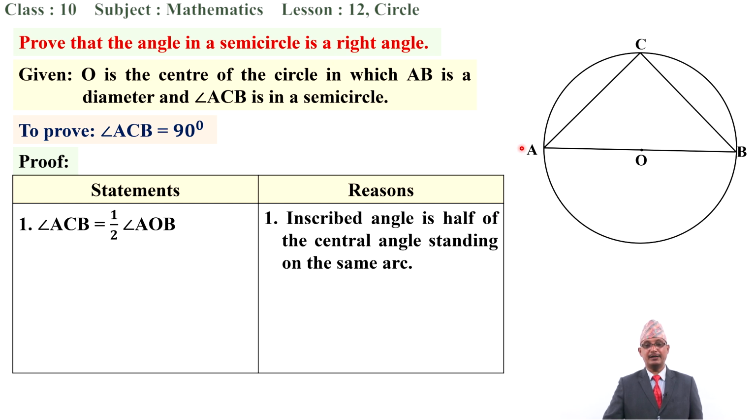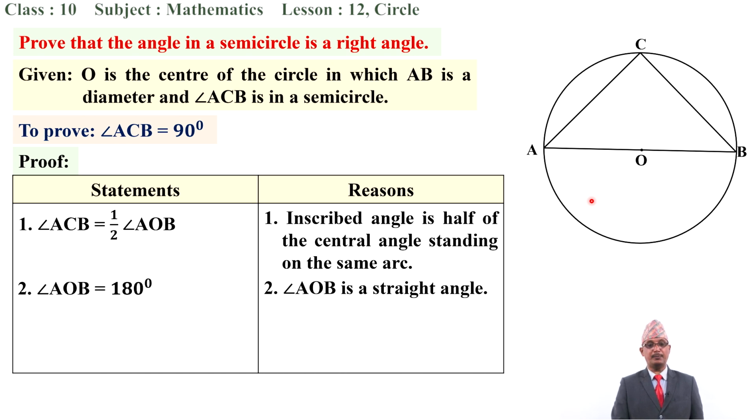Yes, good try. AOB is an angle. But can you tell me AOB is what type of angle? Yes, since AOB is a straight line, we can call it a straight angle. And what is the value of a straight angle? The value of a straight angle is 180 degree. So angle AOB is 180 degree. Reason? Angle AOB is a straight angle.